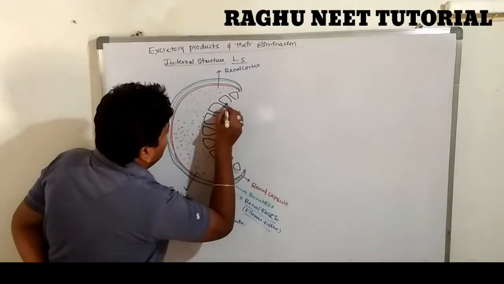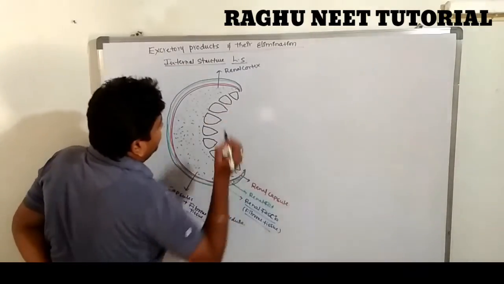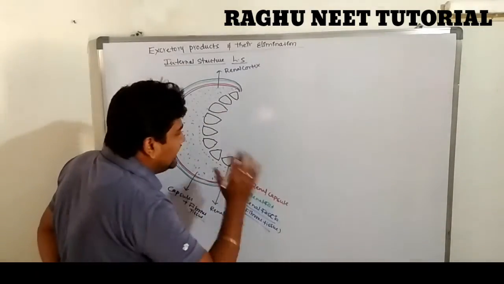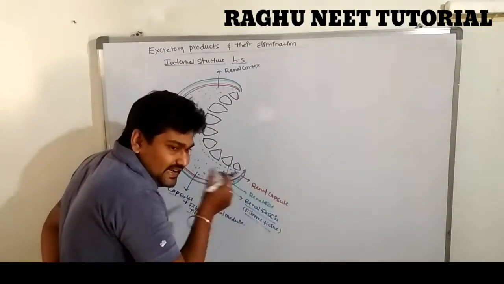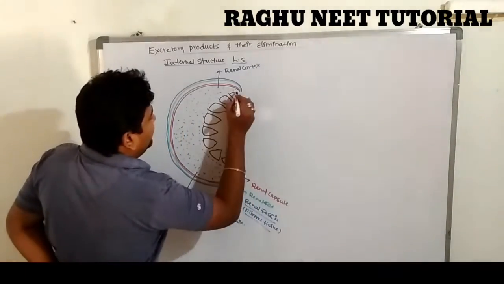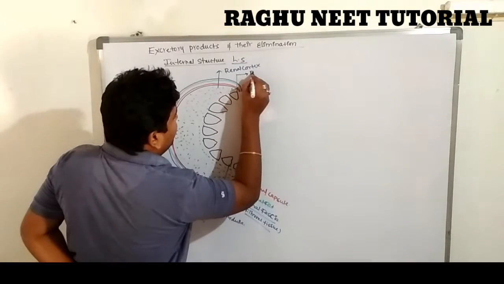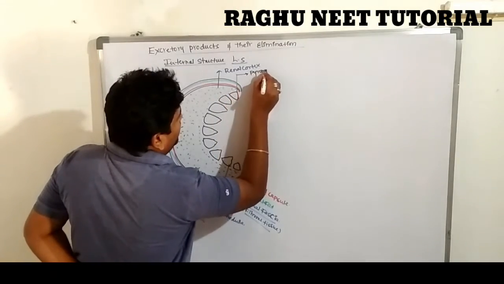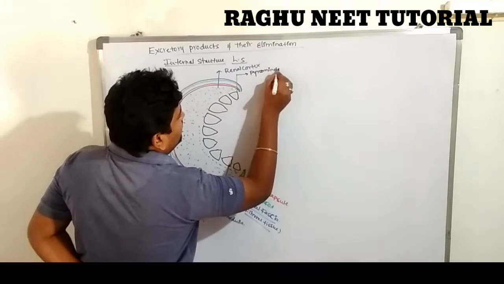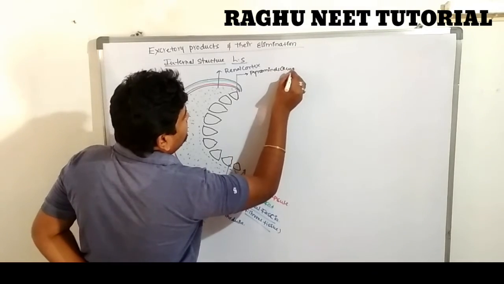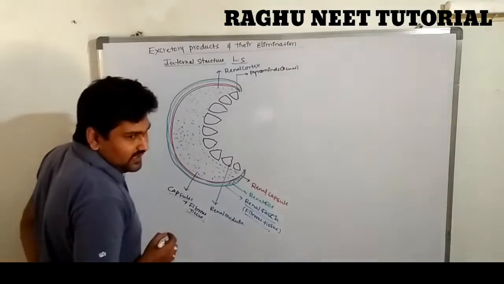These organs are called renal pyramids. These are located in the kidney region, so these are called the renal pyramids. You can write only renal pyramids.